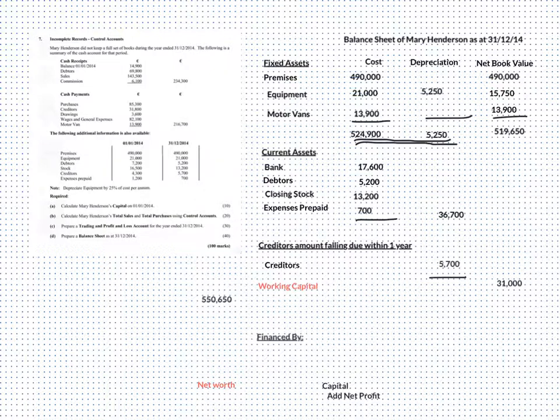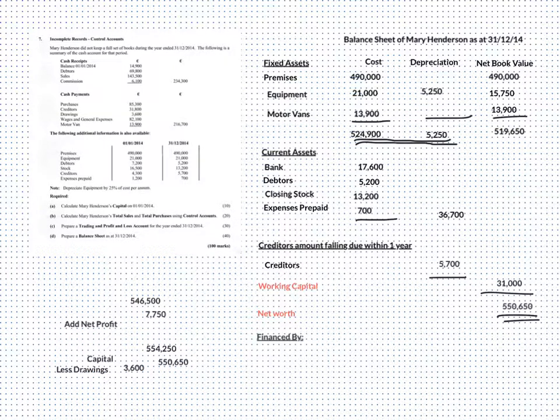So now what we need to do is add our fixed assets plus our working capital, which gives us our net worth. So we add them two together, we get 550,650. And that figure is going to be called our net worth. Okay, so that's our last figure in relation to this before we see how the company was actually financed.